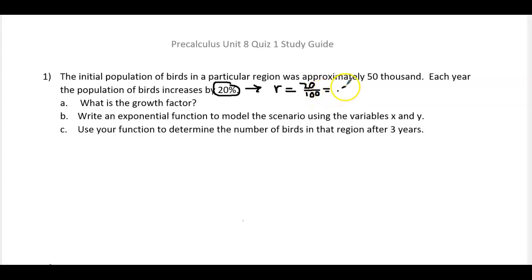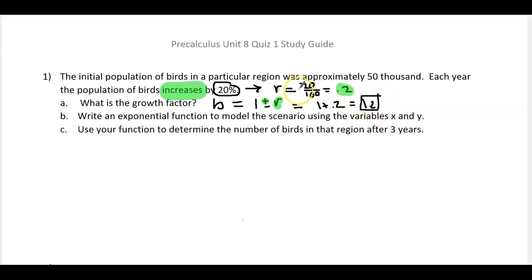And so that's 0.2. And as we know earlier, our growth factor, represented by the letter B, is equal to 1 plus or minus our growth rate, R, which I'll put R here for now. Now in this case, we can see that the population is increasing, and as such we're going with the plus, and then our R value is 0.2, so that's what's going to go here. And so for this particular problem, my growth factor is 1 plus 0.2, which is 1.2.